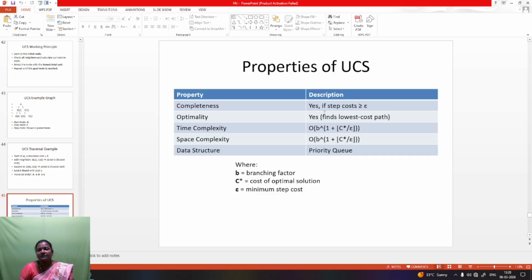Complexity: time complexity is big O of b to the power of 1 plus C star divided by lambda. Space complexity is b to the power of 1 plus C star divided by lambda. Data structure: here we use a priority queue. Here b means branching factor, that is, the number of child nodes a parent node has. C star is the cost of the optimal solution. Lambda means minimum step cost.